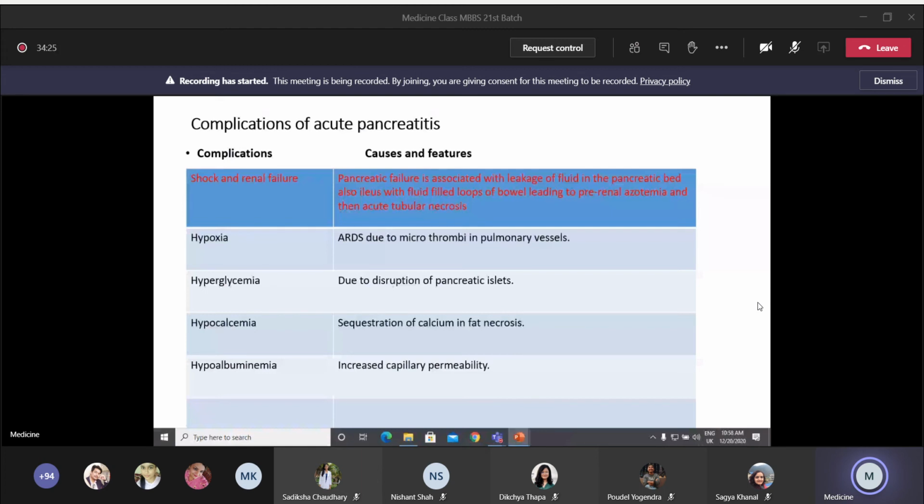So whenever there is enzymatic destruction of the pancreas, there will be disruption of the pancreatic islets, resulting in beta cell destruction and decreased insulin secretion. As a result, there will be raised blood sugar. Hypocalcemia is because of fat necrosis, resulting in sequestration of calcium. Hypoalbuminemia is because of increased capillary permeability. There will be decreased oncotic pressure, and fluids and proteins will be lost in the pancreatic fluid, resulting in hypoalbuminemia. So the local complications include pancreatic necrosis, pancreatic abscess, pancreatic pseudocyst, and pancreatic ascites, which you will be dealing with more commonly in the surgical topics.